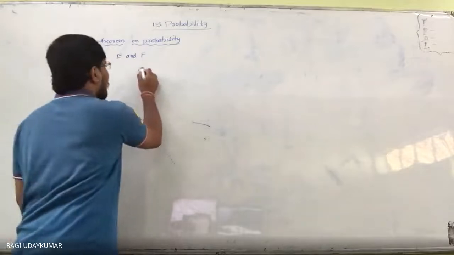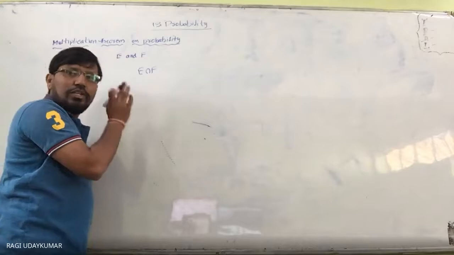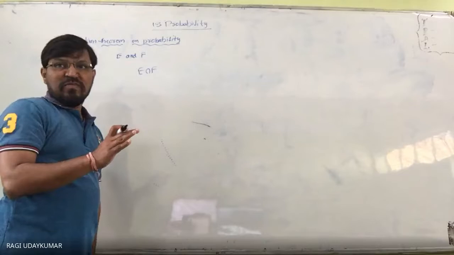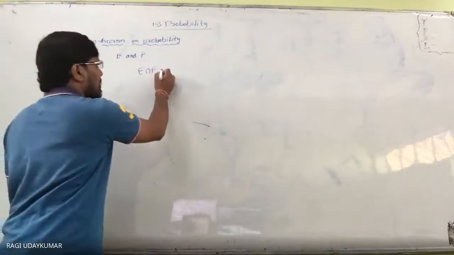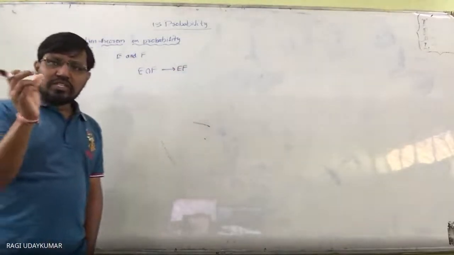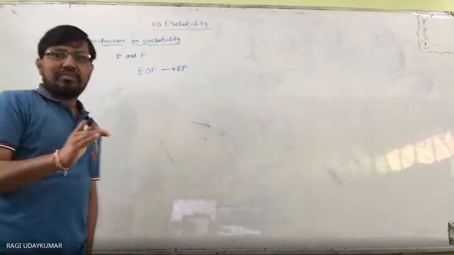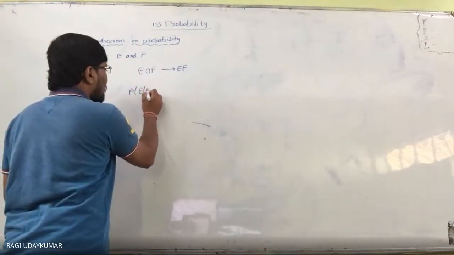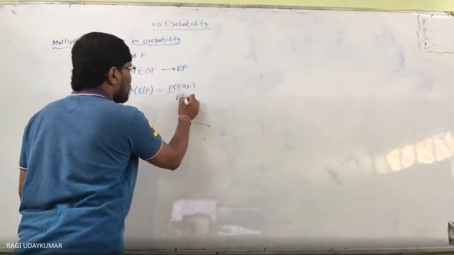That is, whenever you consider E intersection F, it denotes that both E and F have occurred. So, in a simple way, E intersection F can be written as EF together, just like a multiplication. You know that conditional probability says that the probability of E given F is equal to the probability of E intersection F divided by the probability of F.